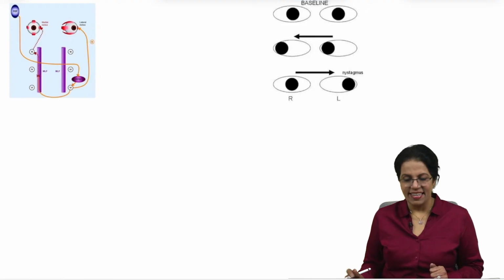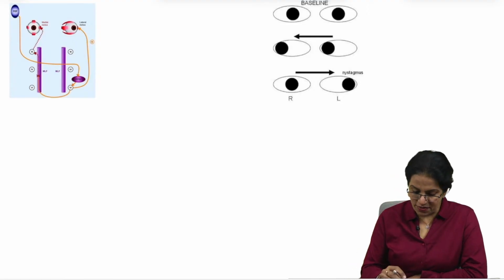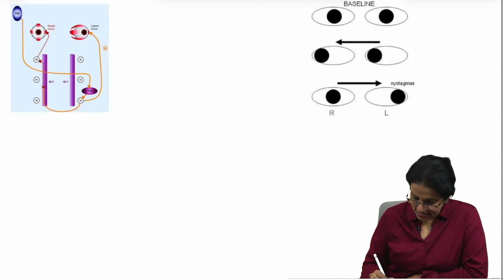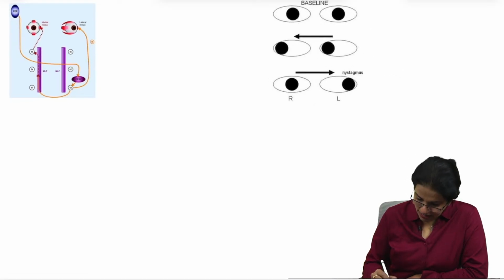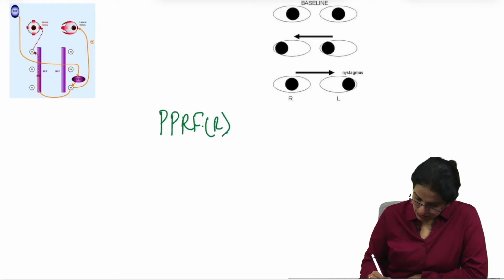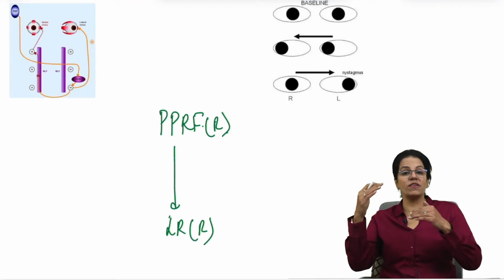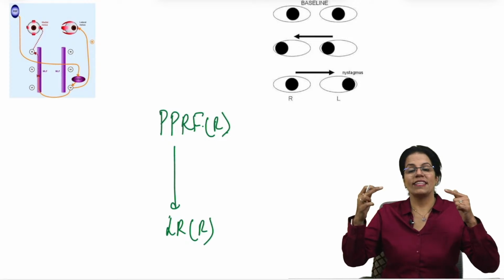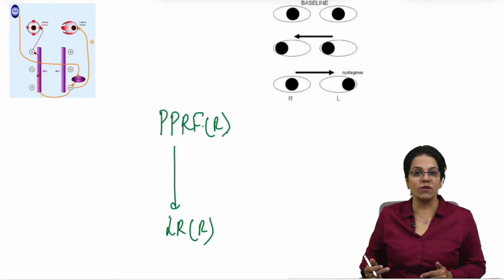Next. Okay, so here we are. We have to remember our horizontal gaze center. Don't forget this. Let us learn it in my way. This is the PPRF, or horizontal gaze center, of your right side. The right PPRF manages the lateral rectus of the right side. It is a supranuclear control. Please don't get confused. It first orders the nucleus of the sixth nerve, then the sixth nerve, and then it will act on the muscle.